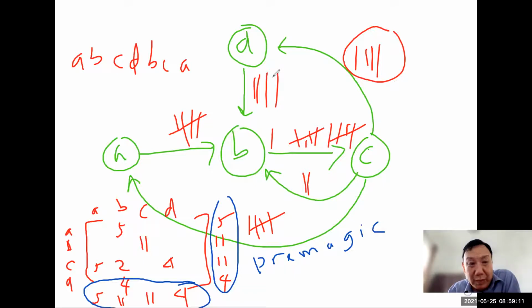So you see, if you do random cycles in a strongly connected network, you will always get a flow matrix that is pre-magic. That's the lesson. Is that clear, or do you have a question?